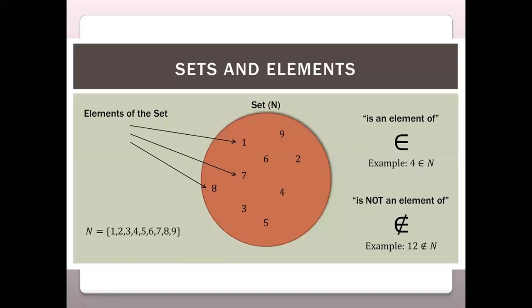'Is not an element of' is nothing but 'does not belong to'. The symbol is the belongs to symbol with a cross through it, that is, does not belong to. Now you see an example for that, 12. Is 12 present in the set N? No, 12 is not there in the set N. So we will write that symbolically as 12 does not belong to N.